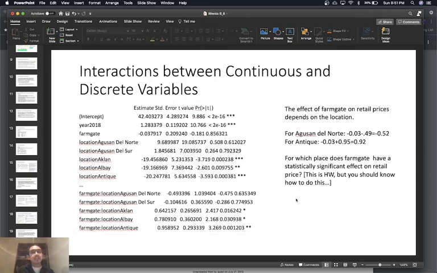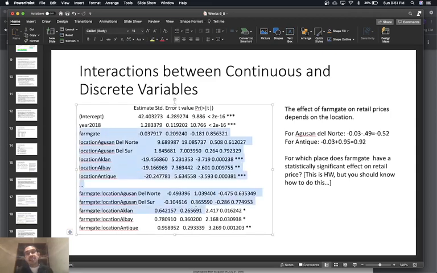Okay, and that ends our slides. Please go back and make sure you try to run all of this code in R, and then make sure you understand the interpretation of the tables and how to interpret the interaction terms for continuous and discrete variables.